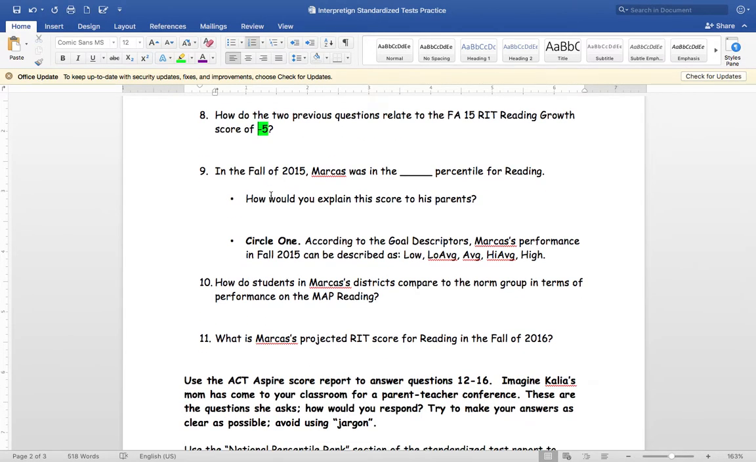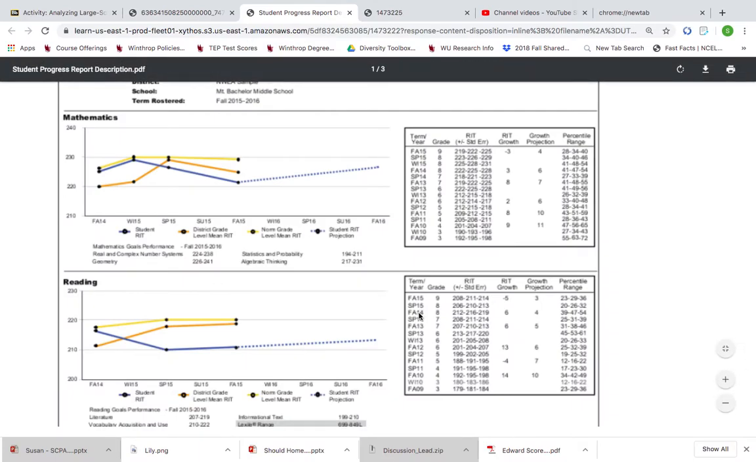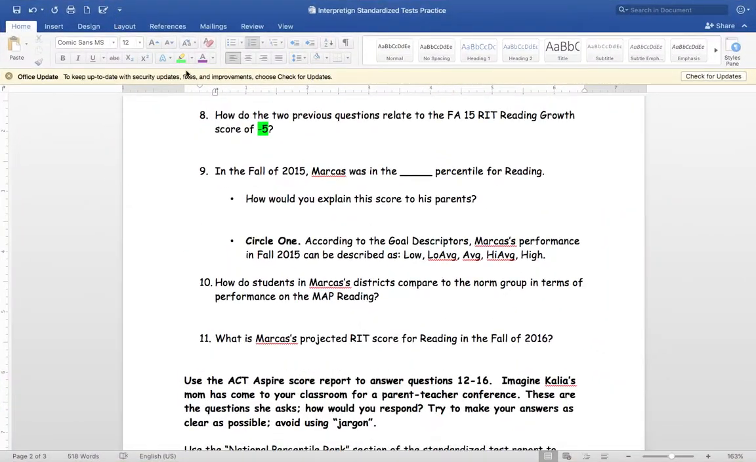Okay, so in the fall of 2015, what was his percentile for reading? All right, so I'm coming to fall of 15. What was his percentile for reading? All right, you'll see, again, 3 numbers. Anytime you see 3 numbers, you're going in the middle, right? Because this is your range. So from 23 to 36, his percentile was actually the 29th percentile. So he was in the 29th percentile. What do you do with that? How do you explain that to a parent?